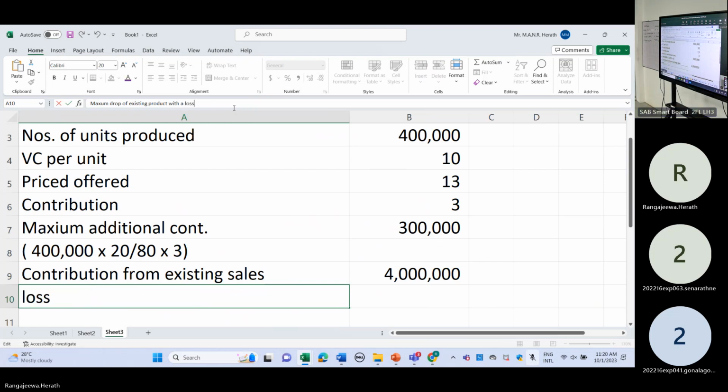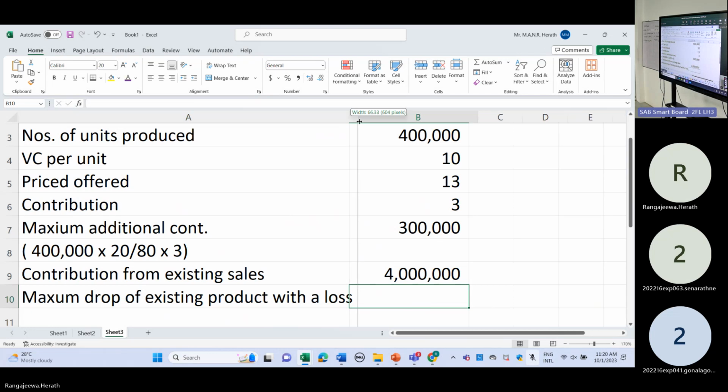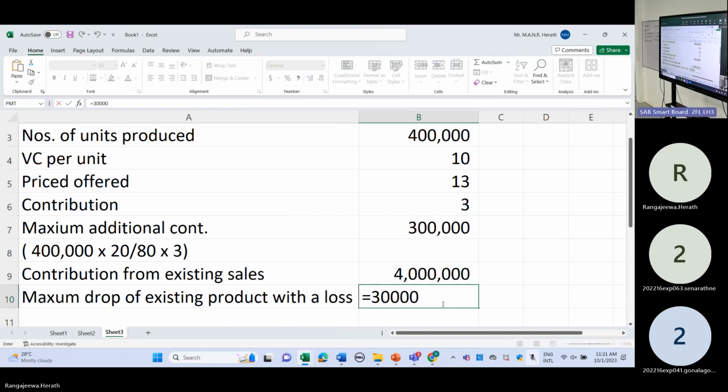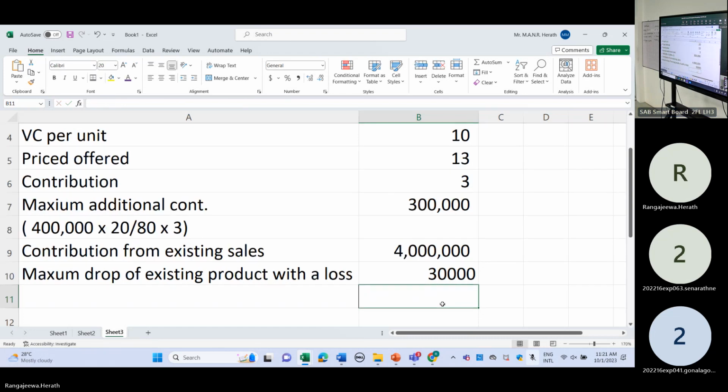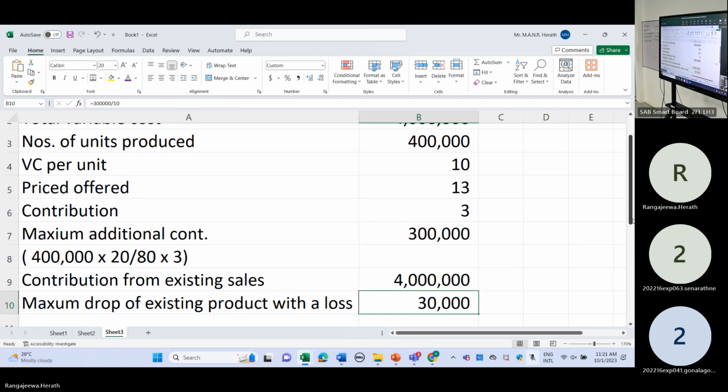Without a loss, what is the maximum loss we can bear? Number of units, how many? We are having 300,000 additional profit. Right? The loss of one unit will drop 10 rupees. So if our existing sales of 400,000 drop by 30,000, the new contribution coming in will be totally erased. Right?